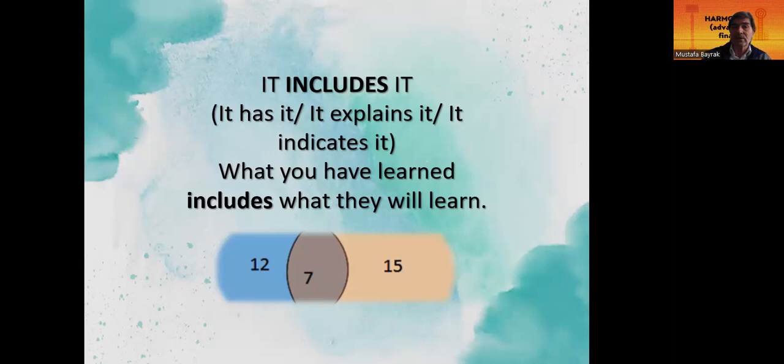What you have learned includes what they will learn. What you have learned so far, up to now, includes what they will learn. So they haven't learned yet what you have learned, but in the future, they will learn it. Okay, excellent. What you have learned so far includes what they will learn in the future.